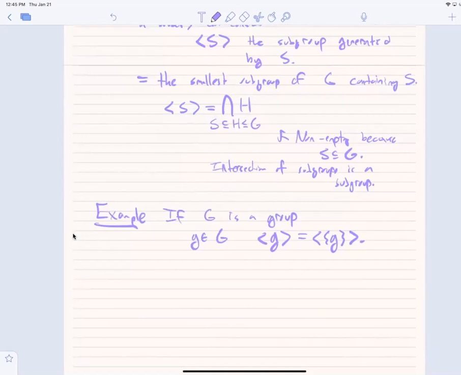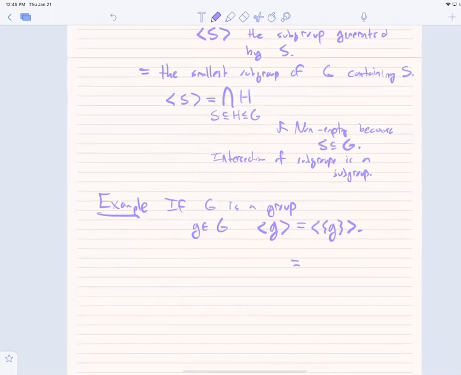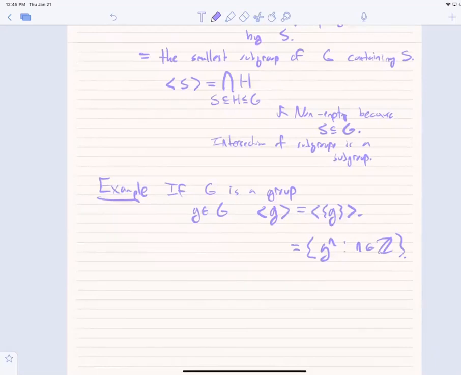So now you can go back to Michael's constructivist perspective. Someone's writing on the board, great. Yes, so this is just the set. When you have one element, it's not so bad to see that this is just the set of all g to the n for n in Z. And the subgroup is actually going to be isomorphic to Z if g to the n is not e for any n.